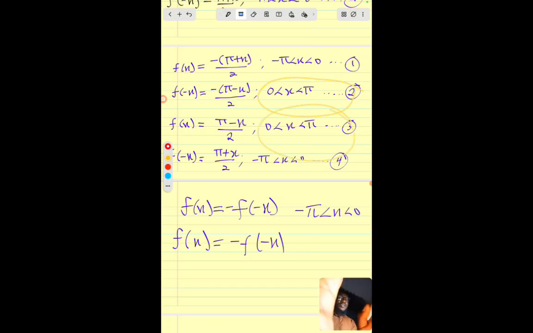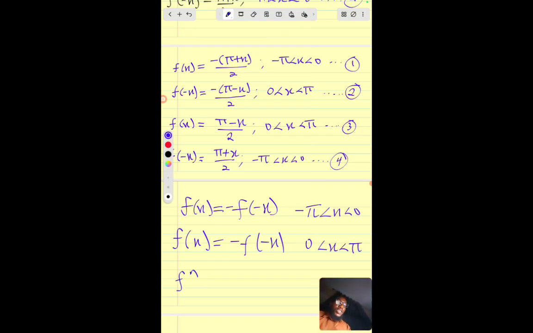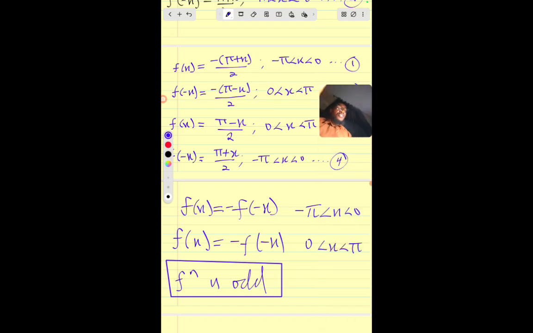So this is the given function now. If I put the negation of it, that is minus f of minus x, over here, I'm going to have this guy back. So therefore, we have this on the same interval, which is 0 is less than x less than pi. So once this thing is satisfied, the given function is odd. The given function is odd.